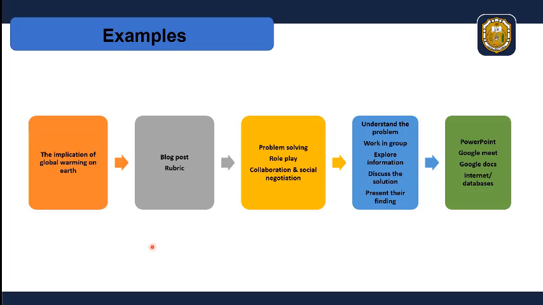So let's take an example. For example, the learning outcome is: I need you to understand the implication of global warming on the earth. So I will assess you by giving you an assignment as a blog post, and I will create a rubric in order to assess your blog post and your contribution to the blog. And I will use instructional strategies like problem solving, role play, collaboration, and social negotiation.